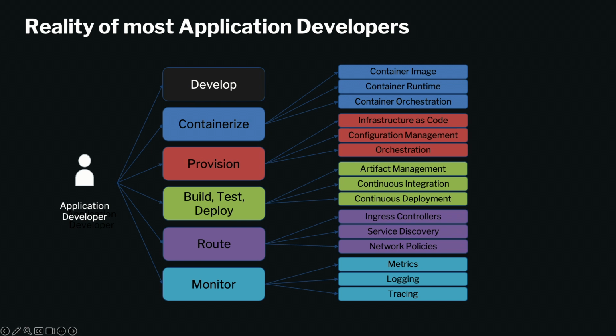Configuration management, orchestration, build, test, deploy, so what CI/CD tools to use, where to store their artifacts, how to route traffic to their applications after they build and deploy them, how to worry about DDoS and web application firewalls, network policies, all of that. And then after that, how do they monitor it? The observability space has grown a lot in the last 10 years, and there are a lot of tool choices there, whether it's where to store it, what tooling to integrate into your application, and how to monitor it.